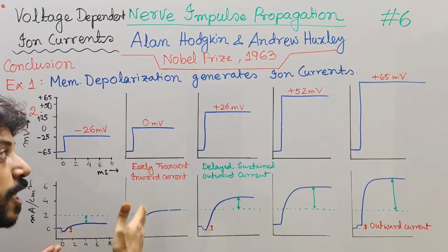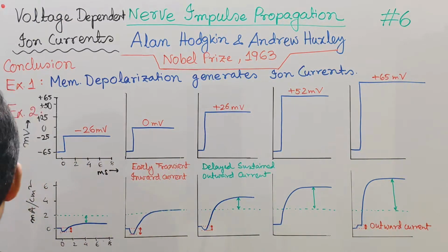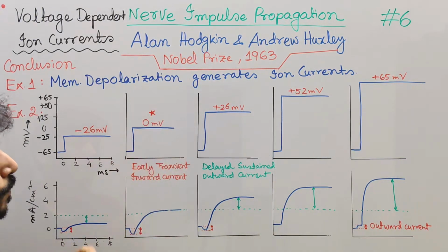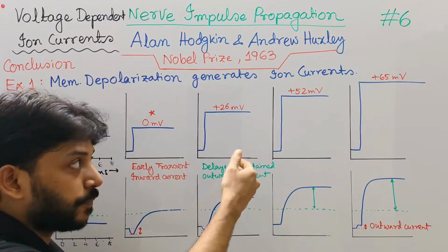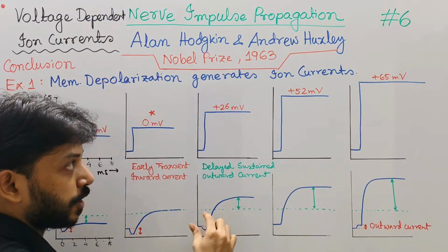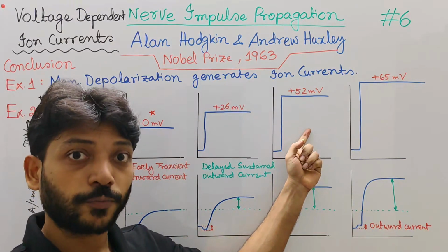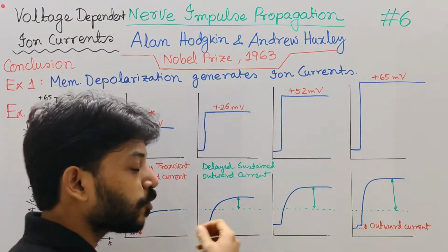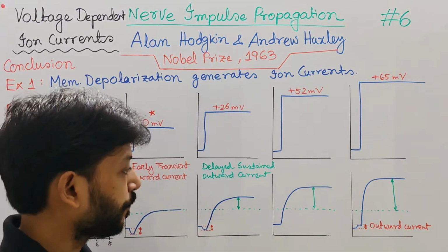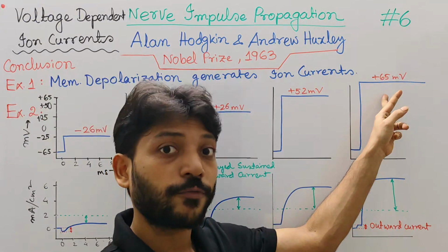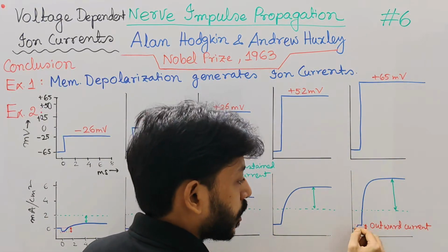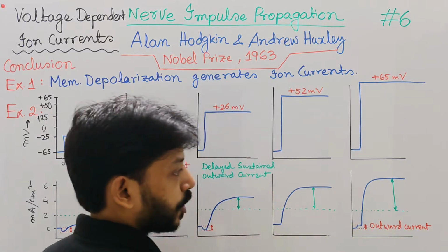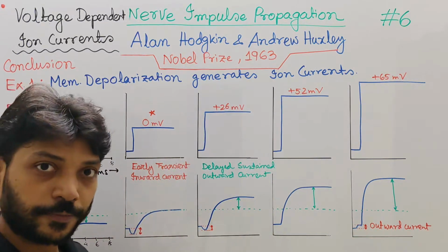So the inward current increases up to 0 millivolt. Remember this point. This inward current increases up to 0 millivolt, but it starts to decrease when the membrane potential increases further, like at plus 26 millivolt. When they increased the membrane potential to plus 52 millivolt, they found that there is no inward current. It vanishes. And when they increased the membrane potential further to plus 62, 65 millivolt, the inward current becomes outward current. See here, it becomes outward in nature. So this is their observation.